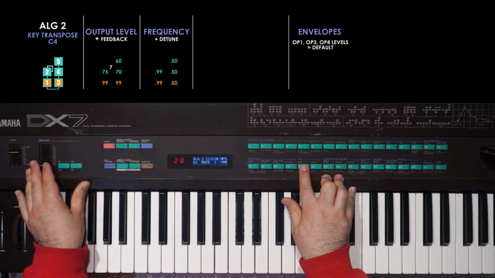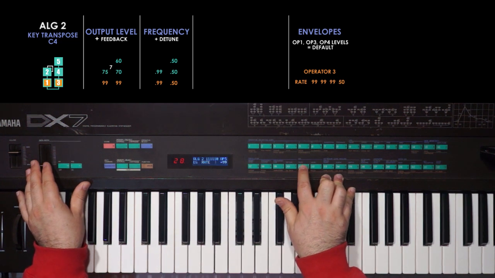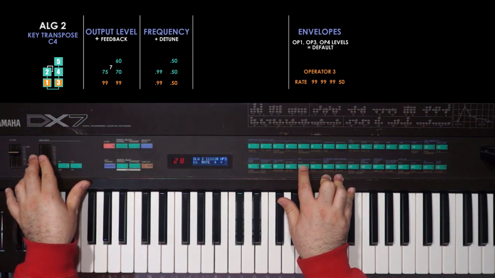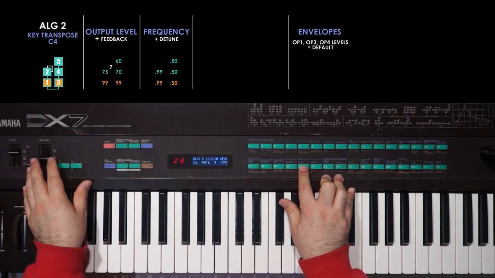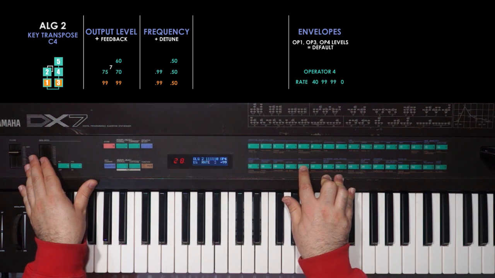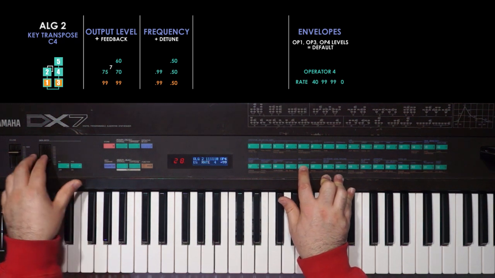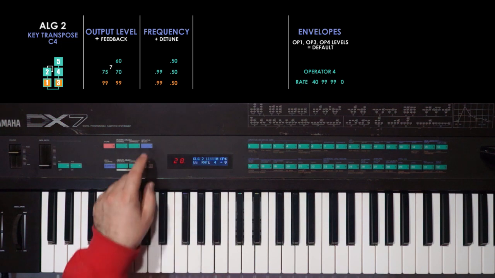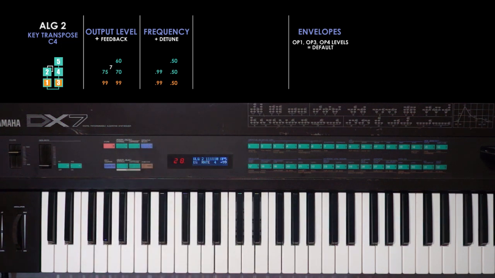Operator 3, rate 1 is 99, rate 2 99, rate 3 99, and rate 4 is 50. Operator 4, rate 1 is 40, rate 2 is 99, rate 3 is 99, and rate 4 is 0. And operator 5 stays at its default settings.